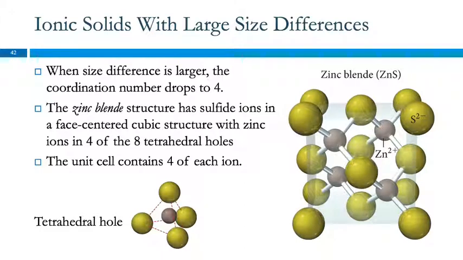When we have different sizes, then things get a little more complicated. Our coordination number is going to drop. This is known as the zinc blende structure. And here what we have is this smaller ion is fitting in the tetrahedral hole formed by 4 of the other ion. And so in this face-centered cubic, we have 4 tetrahedral holes, and each of them has a zinc ion.